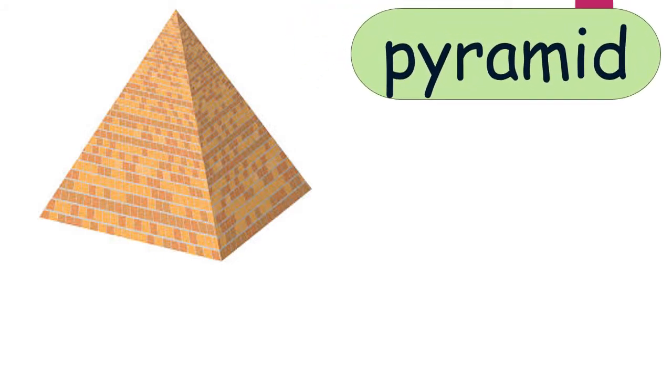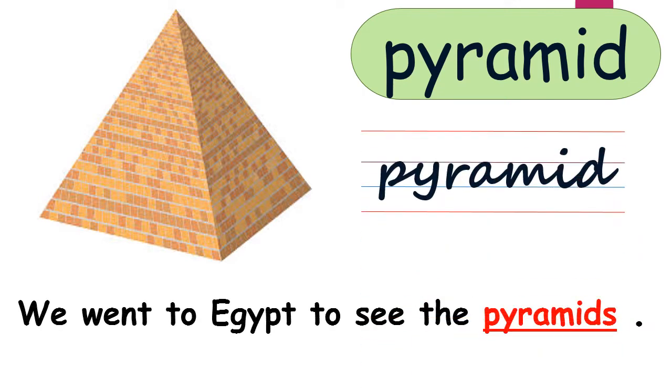Our new vocabulary today, the first one, pyramid. As you see here in this picture, this is our pyramid. Let's see an example. We went to Egypt to see the pyramids. There are 3 pyramids in Egypt. You can see them in Egypt. You can visit them. Okay? So this is the word pyramid.